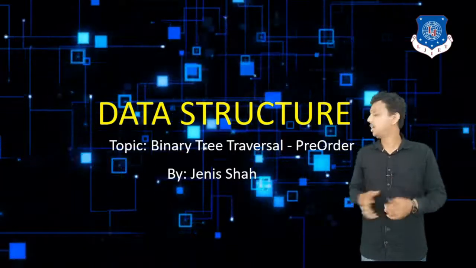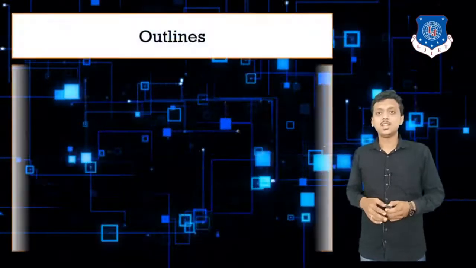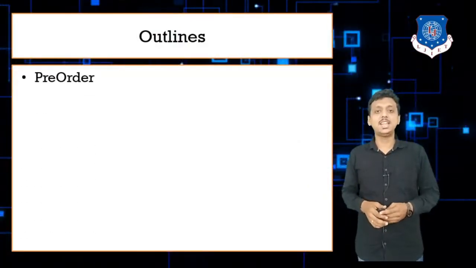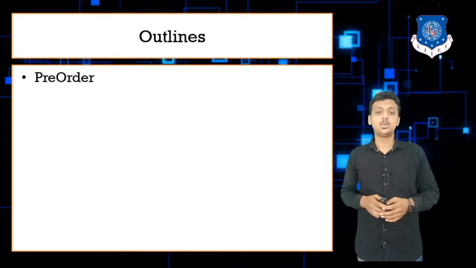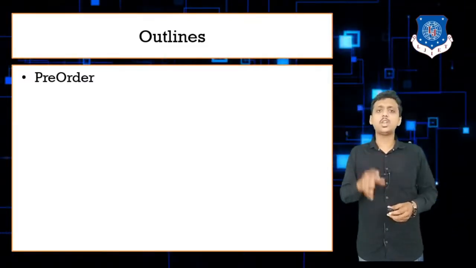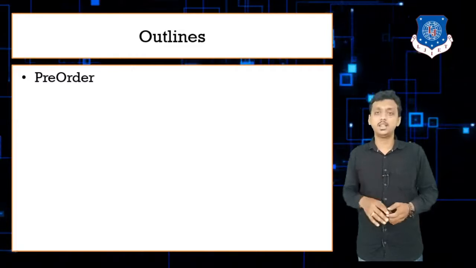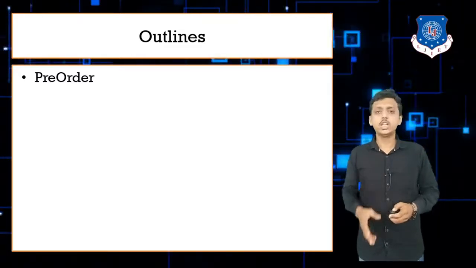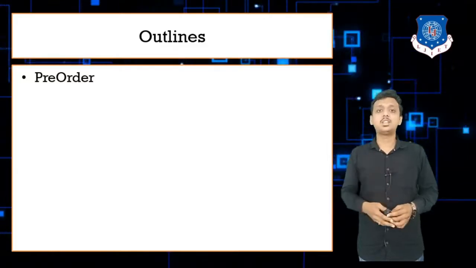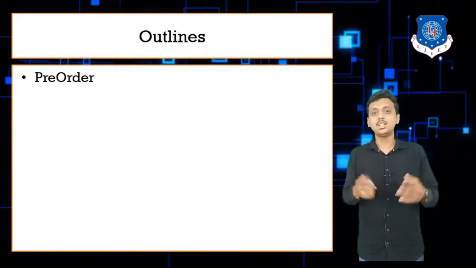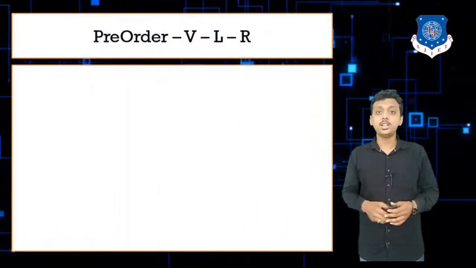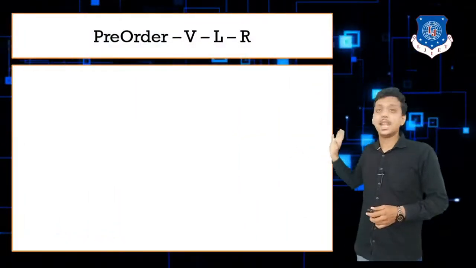So let's start with the outlines. Here you can see our outline is pre-order traversal in a binary tree. Students, in our previous sessions, we have already seen how to do in-order traversal in a binary tree, in which we first go to the left side, then visit the node, and then move towards the right side. Here, that's pre-order. It means V, L and R.